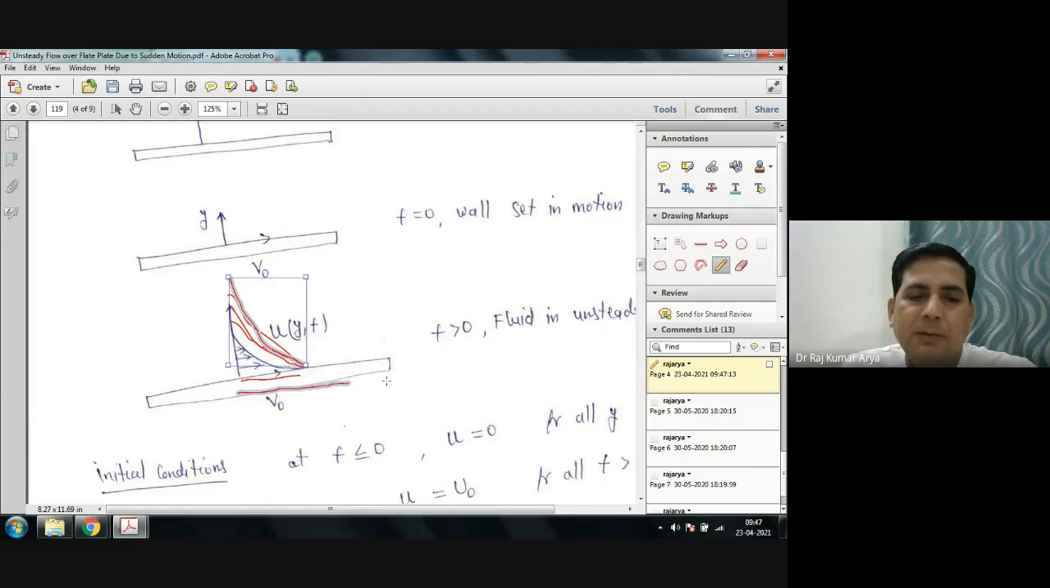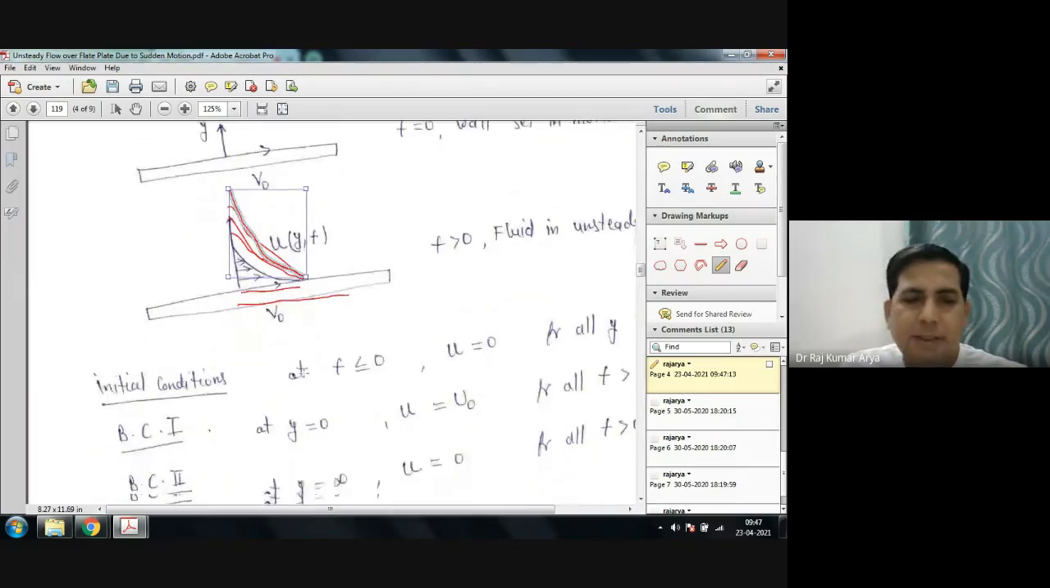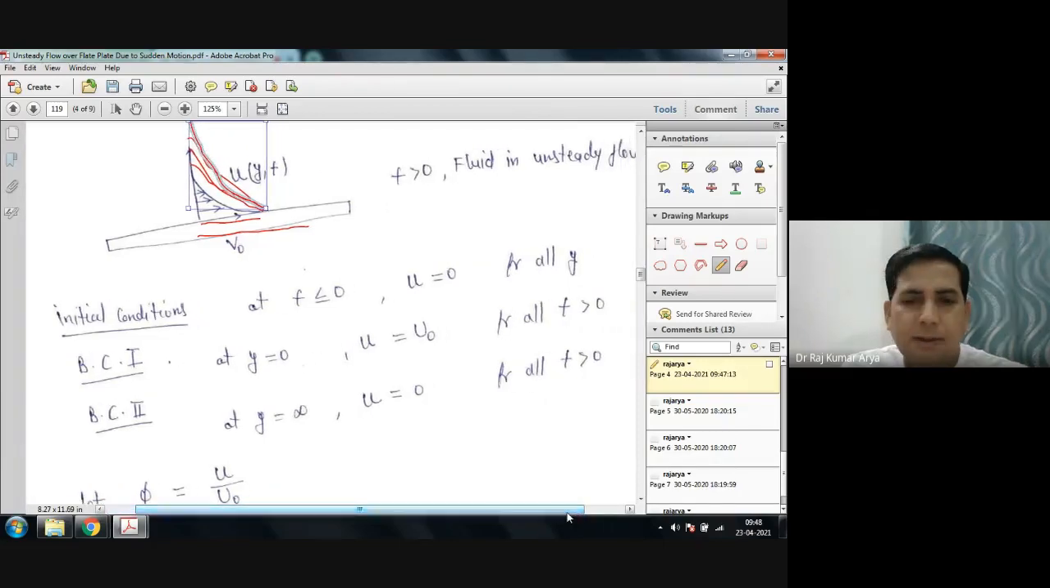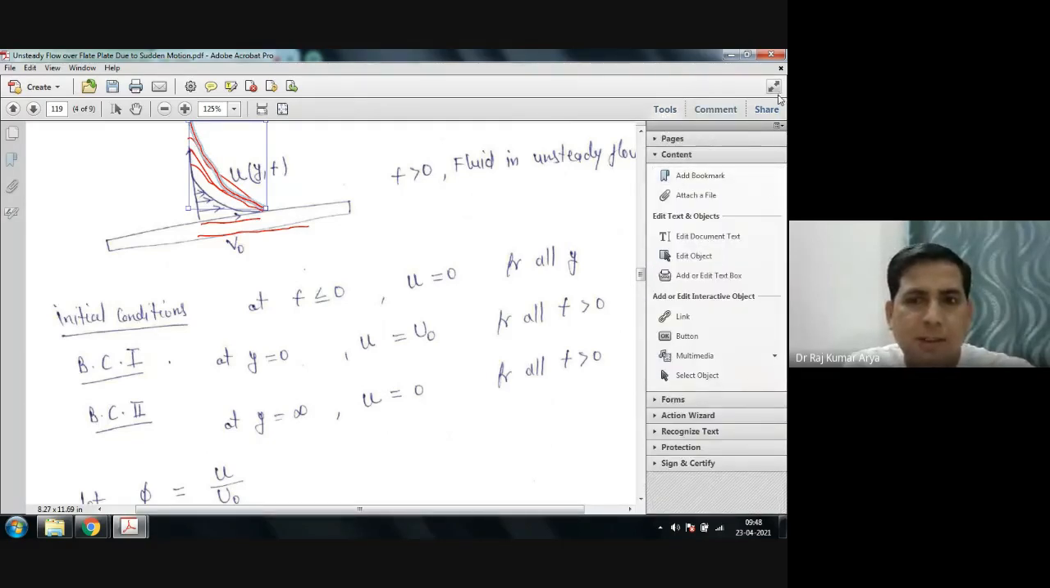Now let's see what boundary conditions you have here. As we have explained in the figure, we can do it here also in that way. So what do you have here?